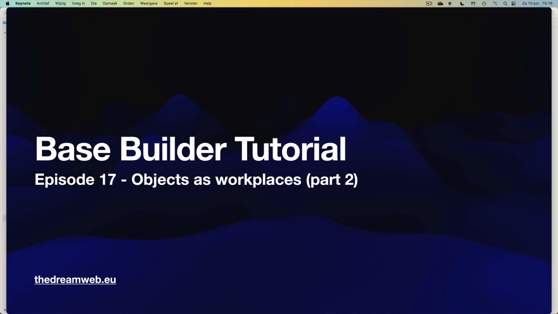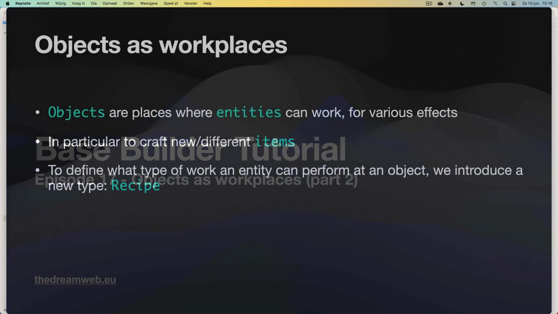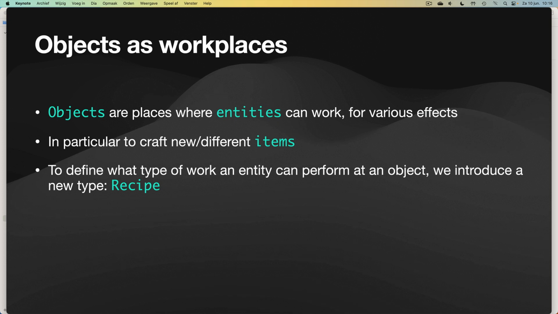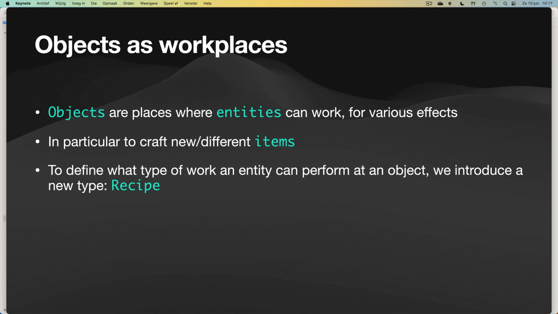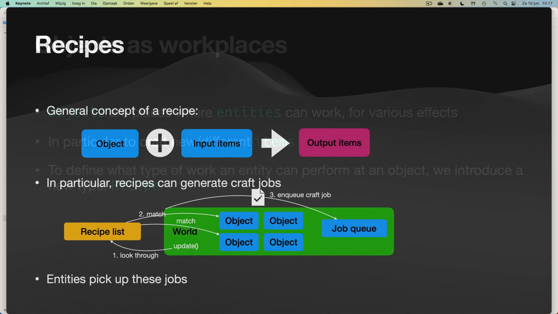Welcome back, and let's continue where we left off. So we're transforming objects into workplaces where entities can work for various effects, in particular as a sort of crafting station where you can take certain items and transform them into something else. And we use recipes to glue objects and incoming and outgoing items together.